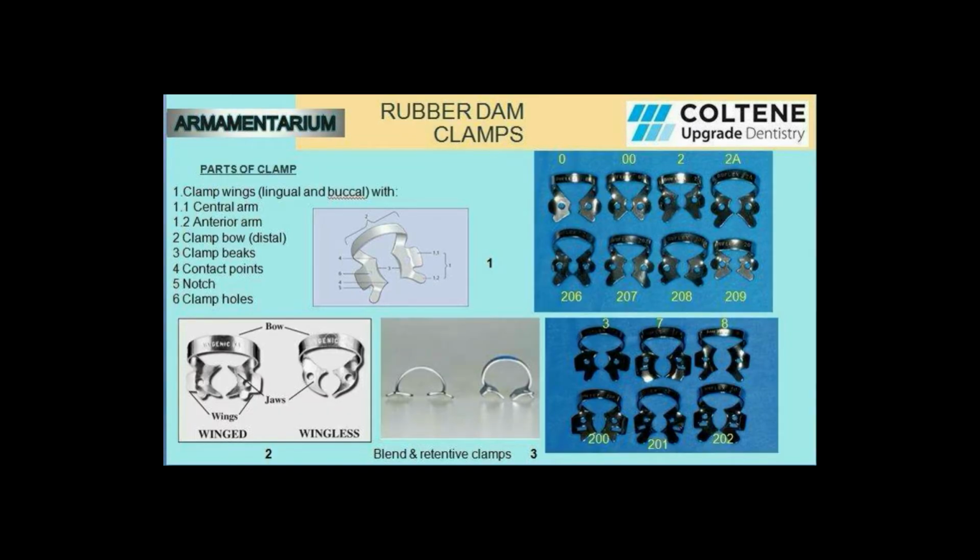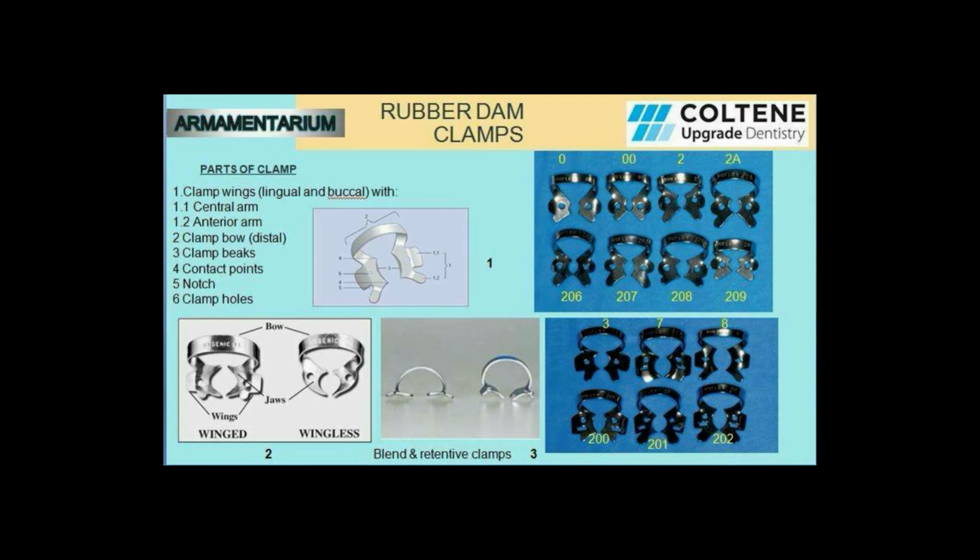Now next we will talk about the rubber dam clamps. Please focus on picture number 1 so that we can learn about the various parts of a rubber dam clamp. The first one are the rubber dam clamp wings, which are lingual and buccal. The next one we have is the clamp bow, number two.